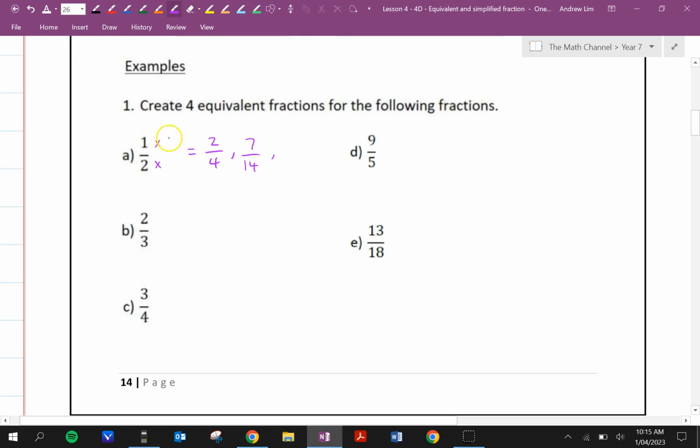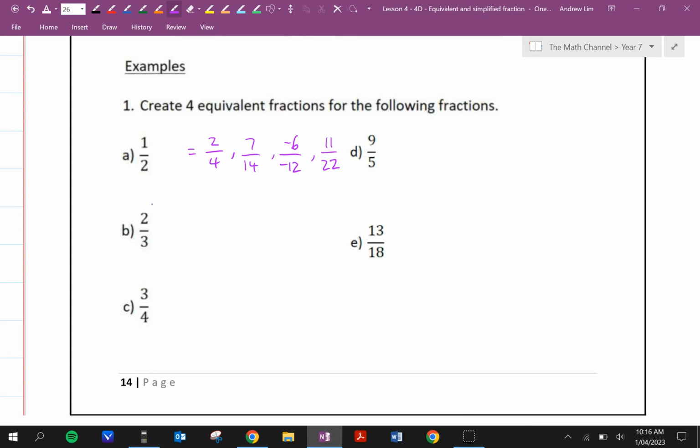Or I could multiply them by minus 6. Okay. 1 times minus 6 is minus 6. 2 times minus 6 is minus 12. Or I could multiply them by 11. 1 times 11 is 11. 2 times 11 is 22. Okay, so I've created 4 equivalent fractions. They are all equal to half, even though they look different to each other. They are all equivalent.